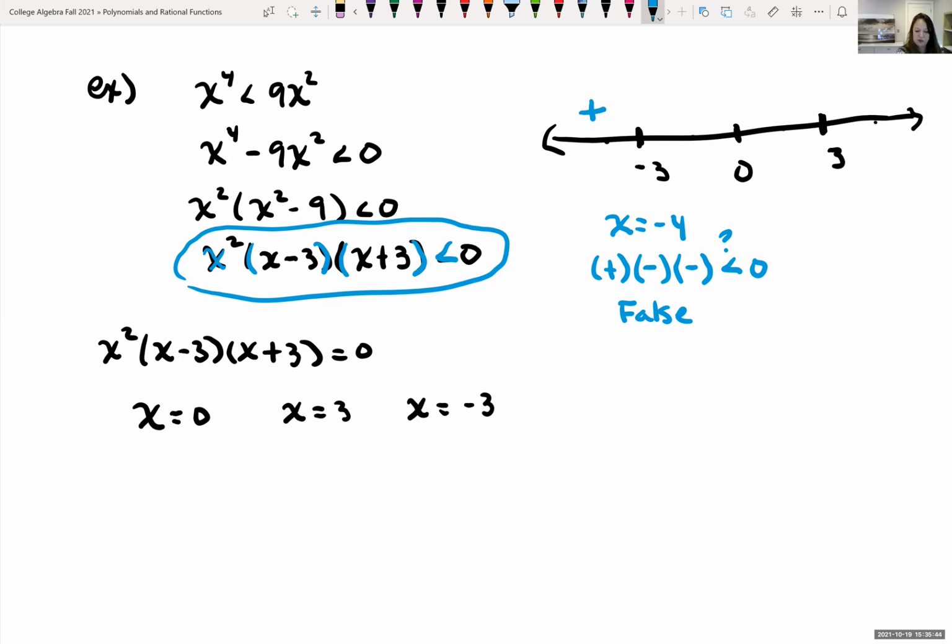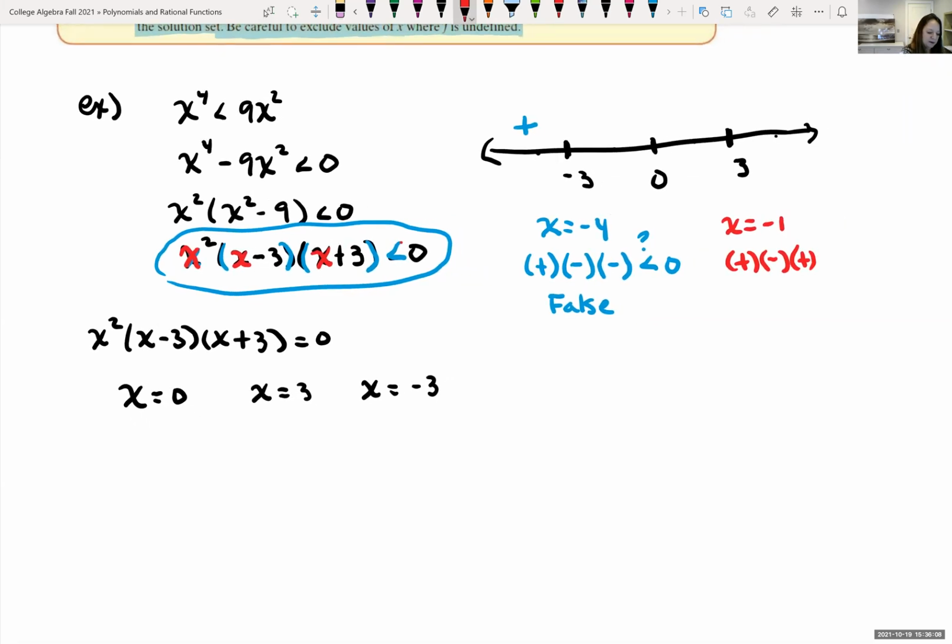So now choose something between -3 and 0. So how about x equals -1? And if we plug in -1 here, square that quantity, we have a positive number. Plug in -1 here, -3, we have a negative number. And plug in -1 plus 3, that's positive. And we're looking to see, is that number less than 0? Positive times a negative is a negative, and a negative times a positive is a negative. So we have a negative number, which means it is true. It's less than 0.